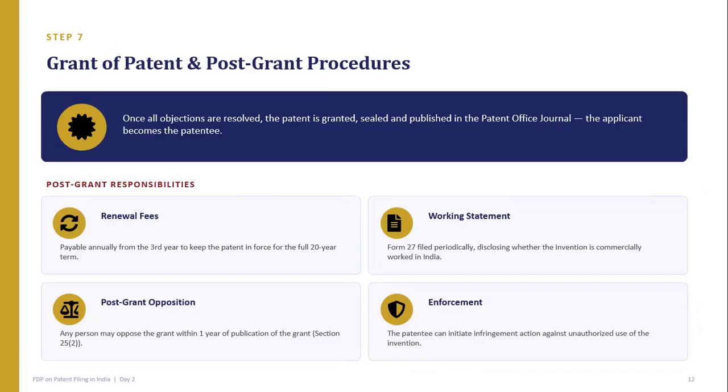First is renewal of the patent. Renewal fees are payable annually from the third year onwards to maintain the patent for the full term. Second is working statement, which is associated with Form 27 and provides information concerning the working of the invention in India. The third is post-grant opposition. The presentation highlights the possibility of opposition within 1 year from the publication of the grant under Section 25 of the Act. Finally, there is enforcement. A patentee can take appropriate action against unauthorized use or infringement of the patented invention. Therefore, obtaining the patent is not the end of the intellectual property journey. Effective maintenance, monitoring, and enforcement are also very important.